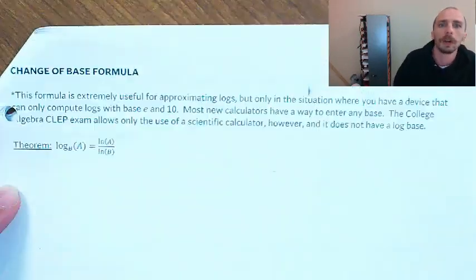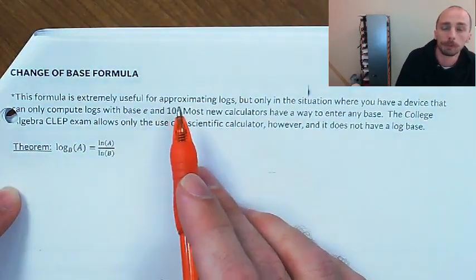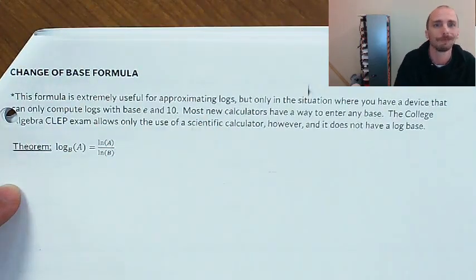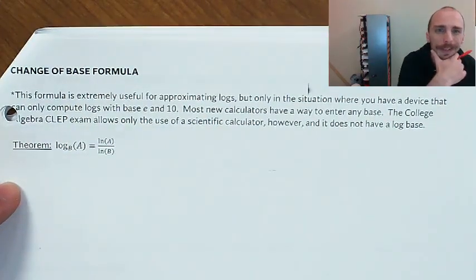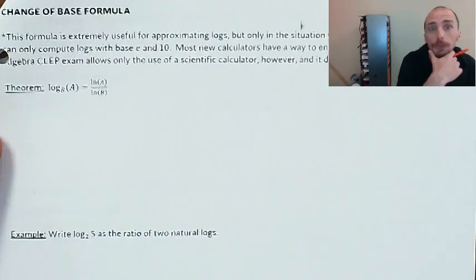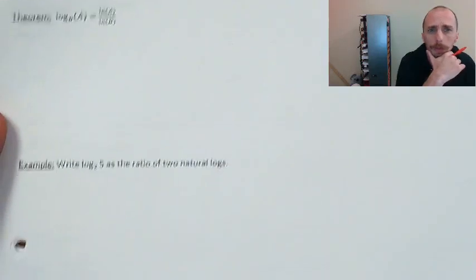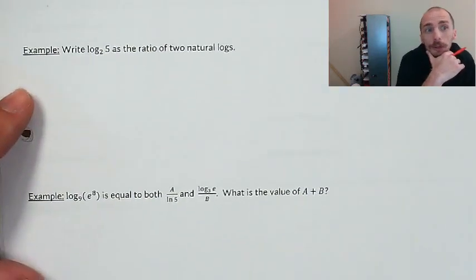So, change of base formula. Yeah, the commentary here is good. It's extremely useful if you've got a calculator that can only do base e and base 10, which college algebra CLEP only allows, a scientific calculator. There are situations where this used to be a really big deal. We don't really use the calculator much in my Algebra 2 class, so we're not going to need to worry about that. But I can ask you interesting questions.